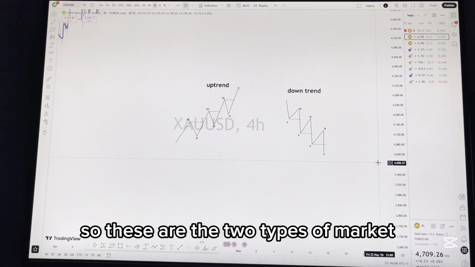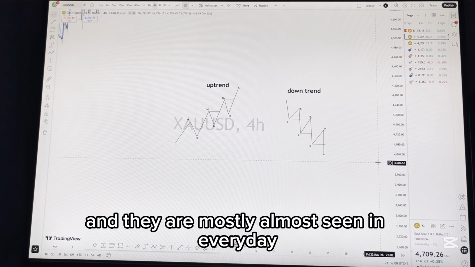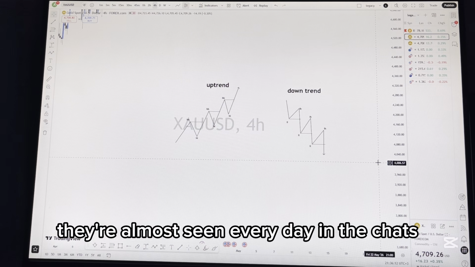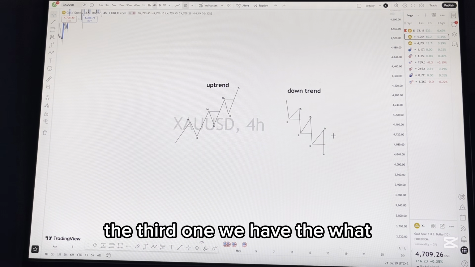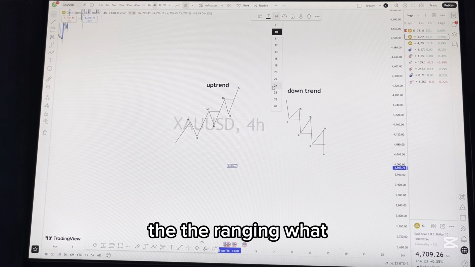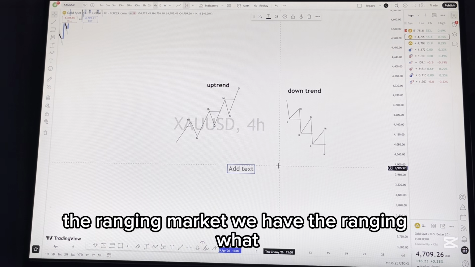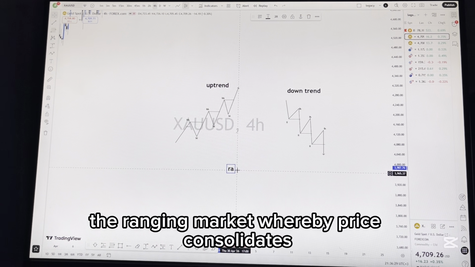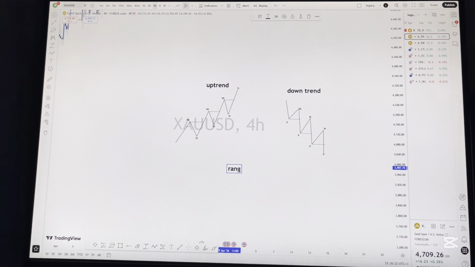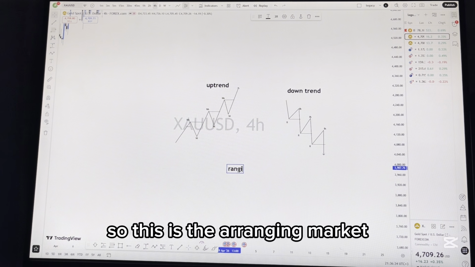So these are the two types of market, and they are seen almost every day in the charts. And also we have the third one, the ranging market, whereby price consolidates. So this is the ranging market.